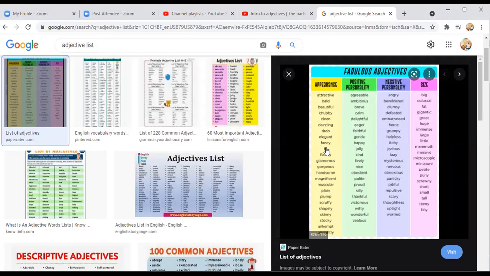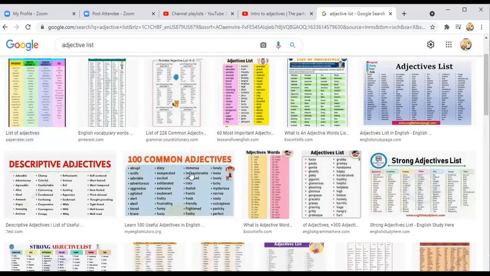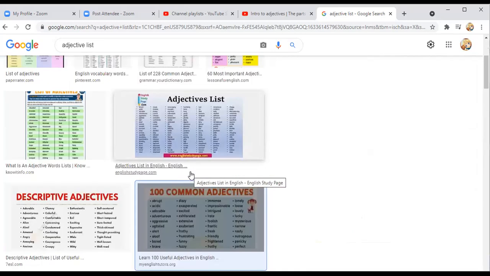So, adjectives can describe appearance, personality, and size. It's also color, if you remember, right? Black, blue, red, and so on. And there are so many types. There are many types of adjectives. And this is 100 common adjectives.